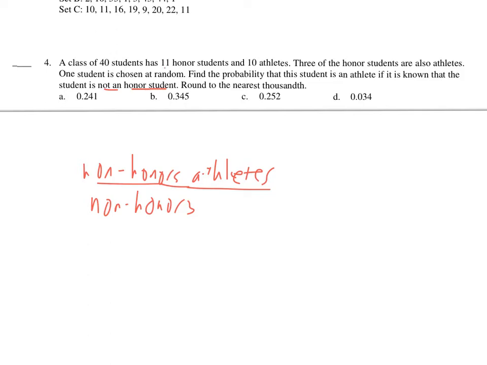So it looks like we have 11 honors students. So if I do 40 minus 11 here, that would give me my non-honors students, obviously. And then for the athletes, we have 10 athletes in total, but we know that 3 of the honor students are also athletes, so there are only 3 people that are both. So I'm going to subtract those 3 out here because I don't want them part of my non-honors athletes. So that's the setup there, so I'll let you guys figure that out.